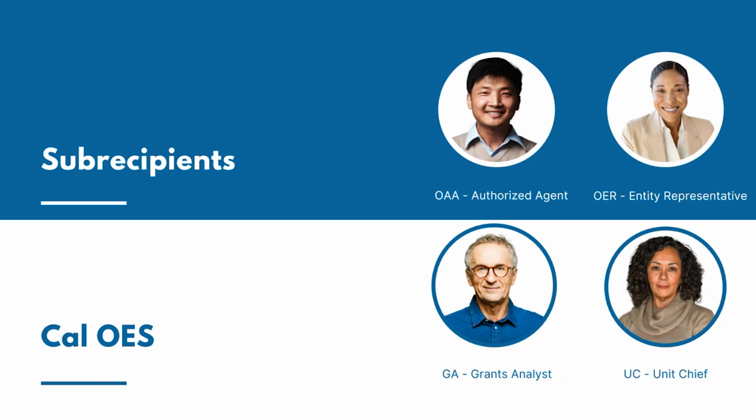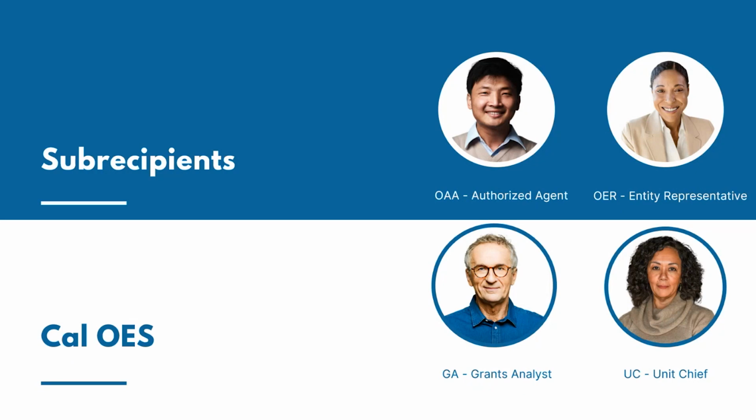This includes, again, it starts with Cal OES initiating the amendment change and status, changing it from grant subaward executed to change request in progress. Then subrecipients will do their part to make changes to the necessary forms and submit those changes to Cal OES.